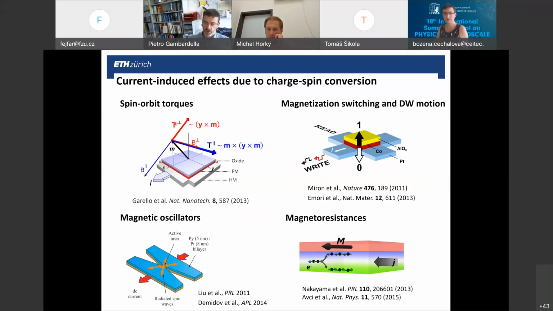Now they're called spin orbit torques because the origin of the non-equilibrium magnetization is spin orbit coupling. It's not spin transfer, as I've shown before. The spin torques can be used for switching. They can be used to induce oscillations, even high-frequency oscillations in a magnetic system. And they can be used to induce magnetoresistances as well as magnetothermal effects.